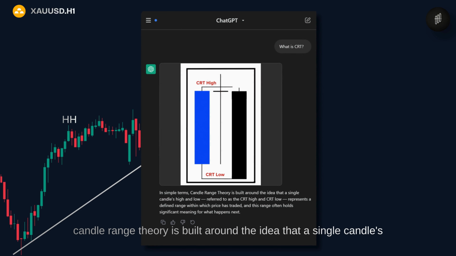In simple terms, candle range theory is built around the idea that a single candle's high and low, referred to as the CRT high and CRT low, represents a defined range within which price has traded, and this range often holds significant meaning for what happens next. As we can see in this diagram, the first candle, shown here in blue, establishes our CRT high and CRT low, essentially creating a boundary or a container for price. This candle acts as our reference range, and everything that follows is judged in relation to these two levels.